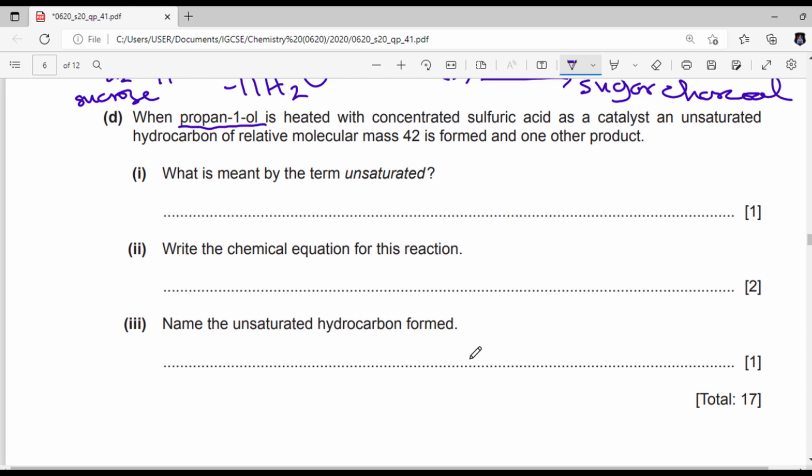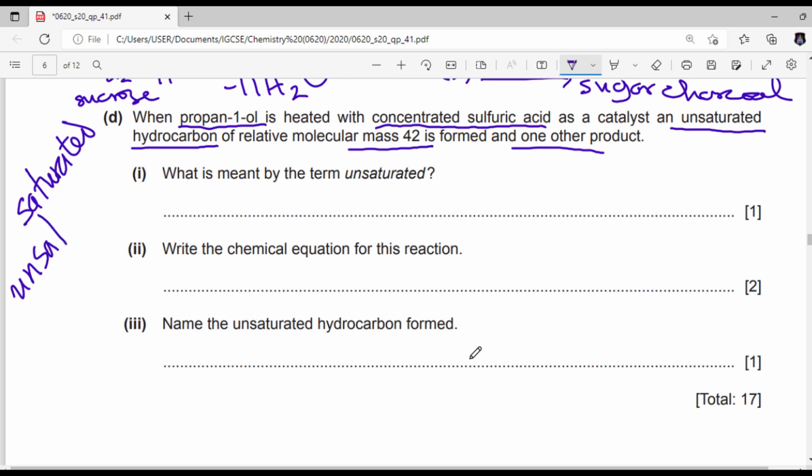Now let's look at this. Propan-1-ol is heated with conc H2SO4 as a catalyst. An unsaturated hydrocarbon of relative molecular mass 42 is formed and one other product. Now what is meant by the term unsaturated? First of all, what is a hydrocarbon? From the name, hydrogen and carbon. Hydrocarbons are organic compounds that contain only carbon and hydrogen. Fine. Now, they can be saturated or unsaturated.